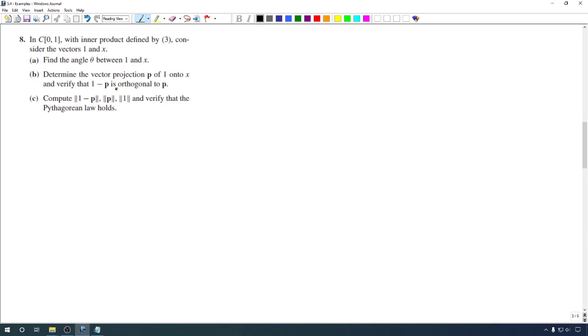Now let's actually work with something that's not in Rn. So here we're dealing with C of 0, 1. So continuous functions on the interval from 0 to 1. And we're going to use the inner product they say defined by 3. That means that our inner product here, if we're taking two functions, the inner product of those two is going to be the integral from 0 to 1 of f of x times g of x.